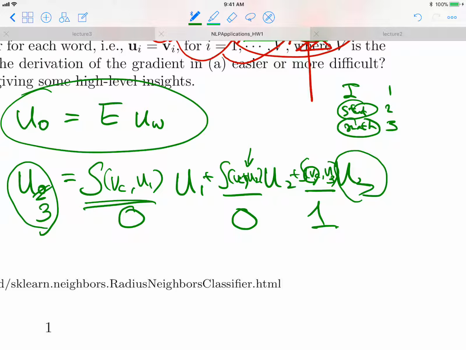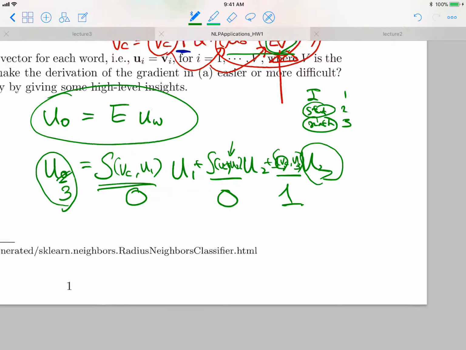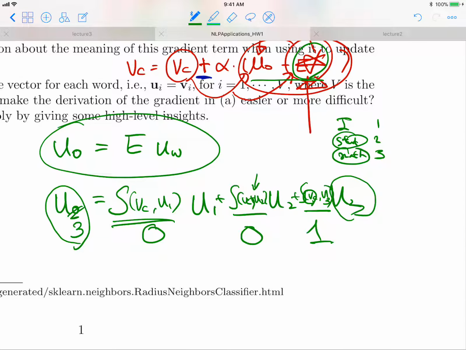Okay, so in this case, what do we update here? We update Vc, right? Because this is the gradient with respect to Vc. So this is used for updating Vc.